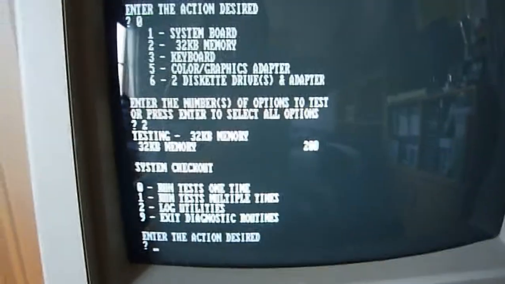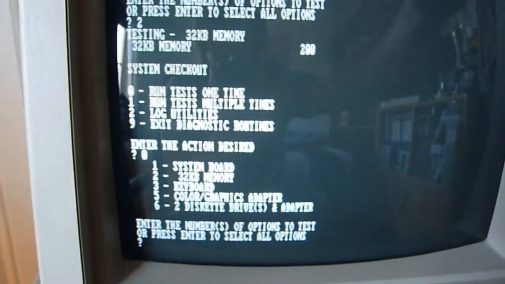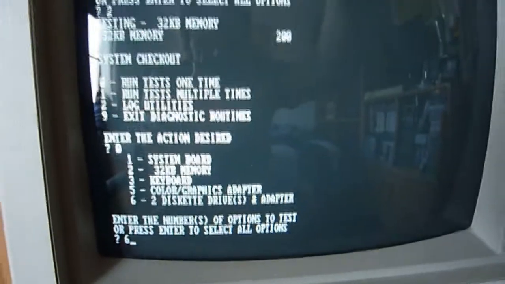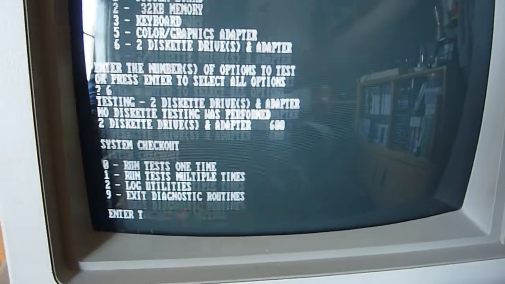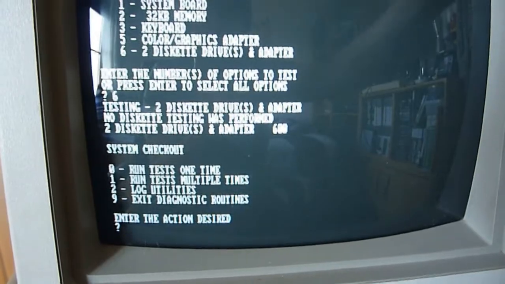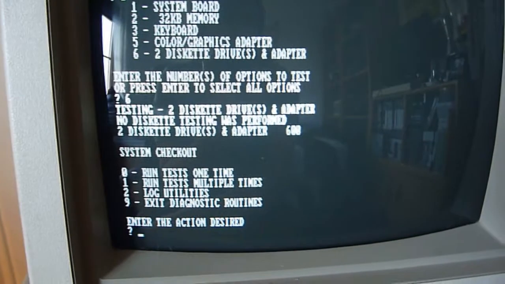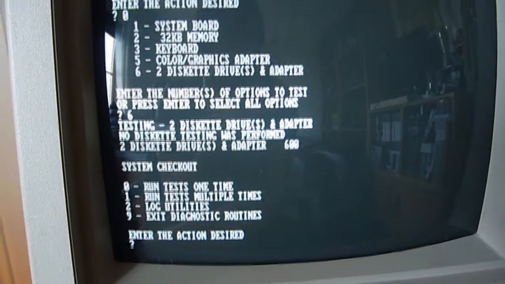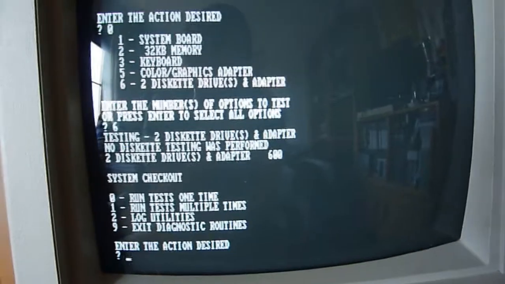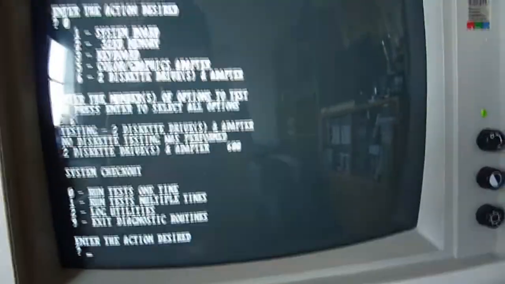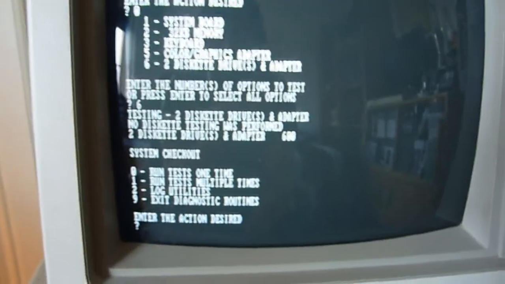Now we want to go back to zero. No, not 90. Zero. That's my crappy fingers. And this is an interesting thing perhaps someone can shed some light on. Diskette testing. Even though there's actually a disk in the drive, no diskette testing was performed. Why? I'm suspecting either the diskettes can't communicate with the card, or the card can't communicate with the computer, or it could be a combination of the two.